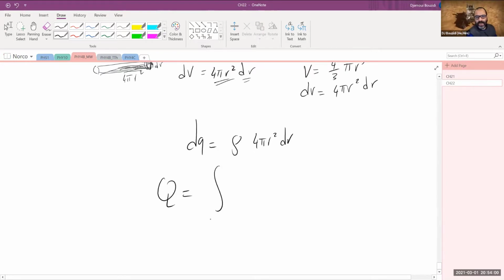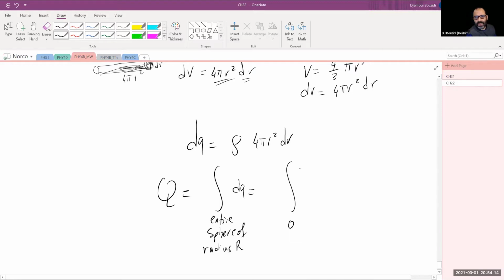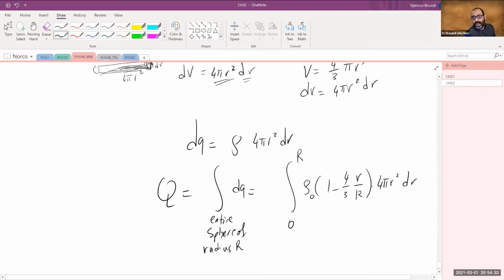is the sum throughout the entire sphere of radius big R, of dq, which is equal to the integral from 0 to big R, because I'm doing the calculation through the r. So in other words, take r equal to 0 and expand all the way to big R. So it's going to be rho naught times 1 minus 4 over 3 r over big R times 4 pi r squared dr. 4 pi and rho naught, they come out of the integral. And then we'll be left with this unique integral.